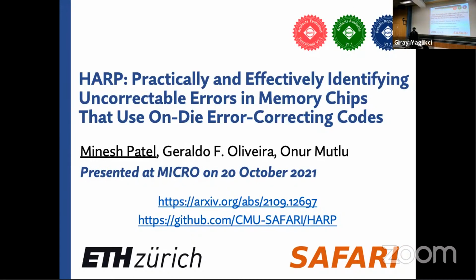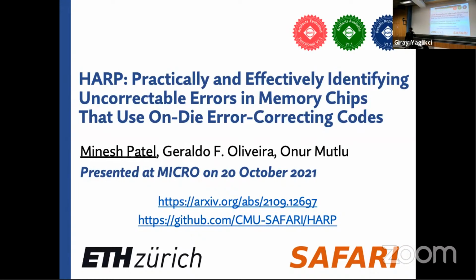So he will look into memory error mechanisms as well, but not necessarily RowHammer. He will describe HARP, practically and effectively identifying uncorrectable errors in memory chips that use on-die error correcting codes. So far, we've been discussing issues with memory chips that do not have error correcting codes, but if you actually have memory chips with error correcting codes, that actually complicates error profiling significantly, and he will talk about that. And Minesh, please go ahead.